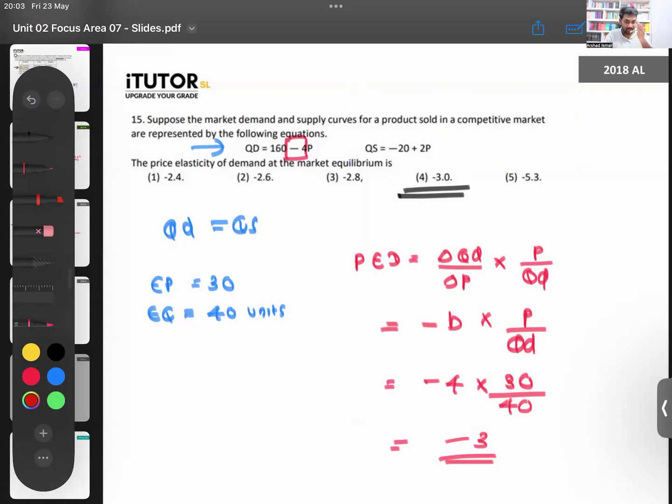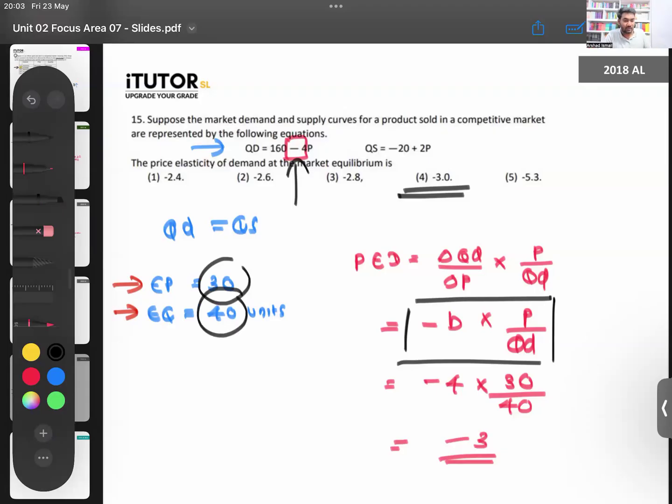They're telling you to find PED at equilibrium. So first you find the equilibrium price and quantity. Take the two demand and supply equations and find the equilibrium price and quantity. Then what do you do? Now you put it into the PED equation. So this is your PED equation, minus B into price over quantity. Minus B you take from the demand equation, that is the minus 4. Price you take the equilibrium price, quantity you take the equilibrium quantity, and you substitute and calculate. So minus 4 into 13 over 40.